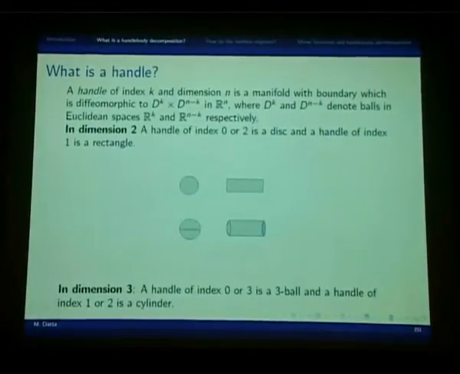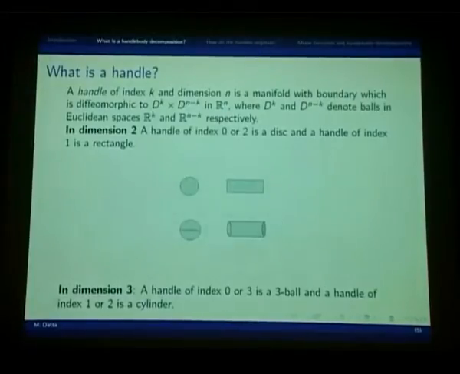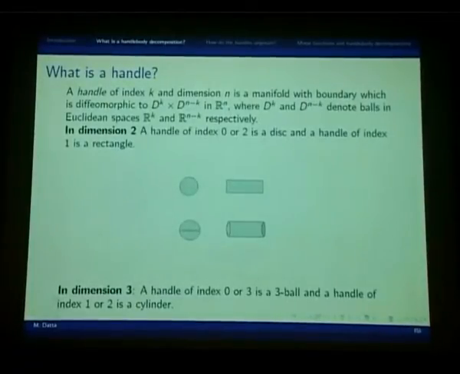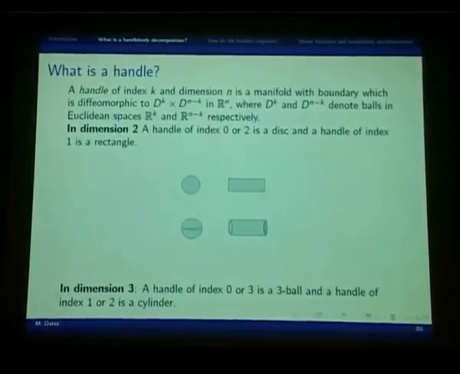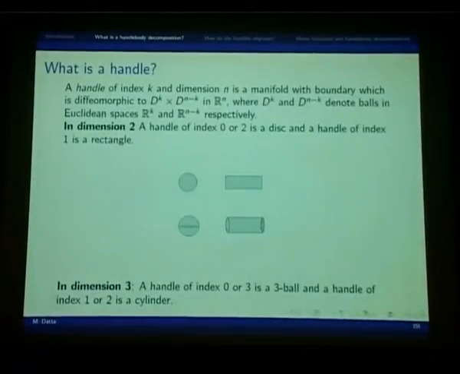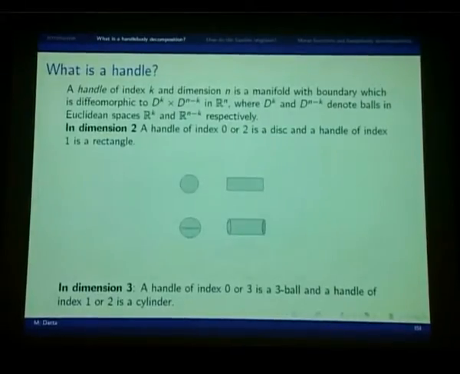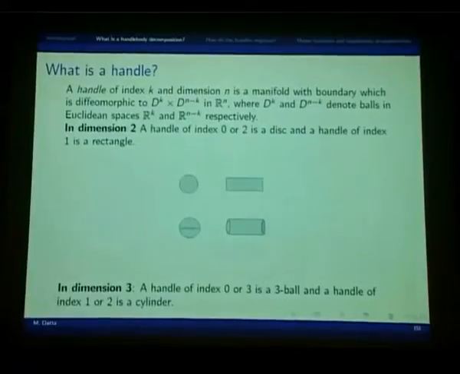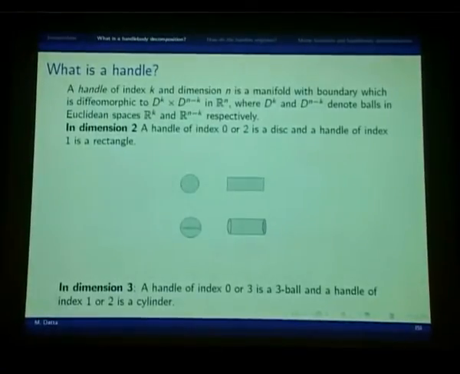So in dimension 2, any handle of index 0 or 2 will be a disk. On the other hand, a handle of index 1, that is the product D^1 × D^1, is a kind of rectangle. In dimension 3, a handle of index 0 or 3 is a 3-ball, and a handle of index 1 or 2 is a cylinder because it is a product of D^1 and D^2. Yeah, this is a closed ball.